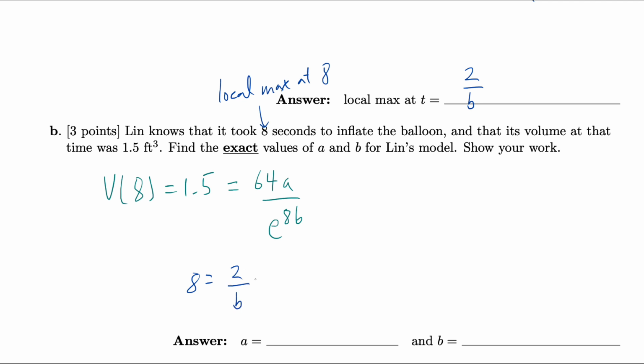I'm running out of time, so I'll now leave it up to you, but you can find b using this equation. You'll see that b is 1/4, and now you can plug in 1/4 for b, and then you can use that to find a, because a is now the only variable, and you'll see that a is 1.5 e squared over 64.